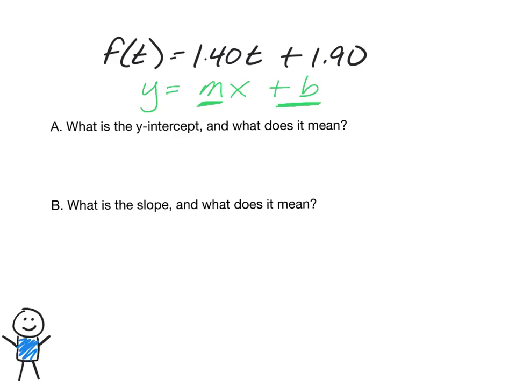First question here says, what is the y-intercept and what does it mean? In our case, the y-intercept is $1.90. And what does that represent? That represents the cost of the burger with 0 toppings. So not only on a graph is it the spot where it crosses the y-axis, but in this word problem scenario, it represents the cost of a burger with 0 toppings.